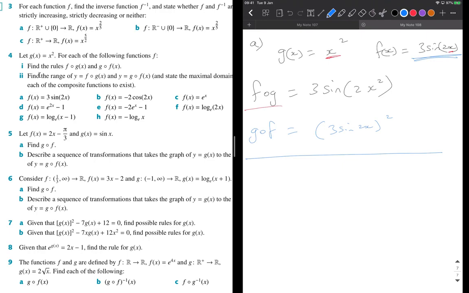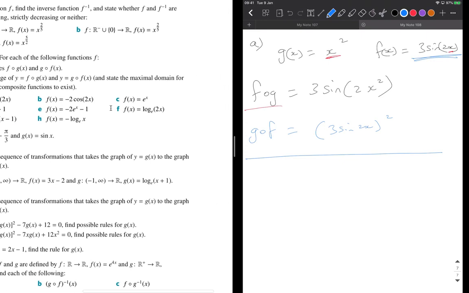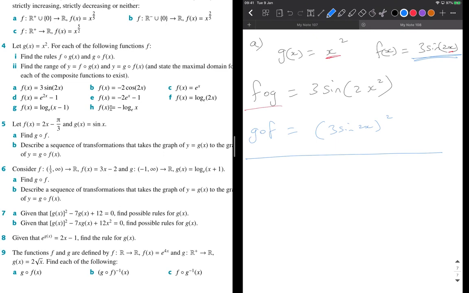And 2 says find the range of each of them and state the maximal domain for each of the composite functions to exist. So let's start by doing the domain of f and the range of f. This is a really good way to do this. The domain of g and the range of g. So the domain of f is over here. The domain of f is all real numbers. We can put any x value in that function. So sinusoidal functions or trig functions have domain of all real numbers.